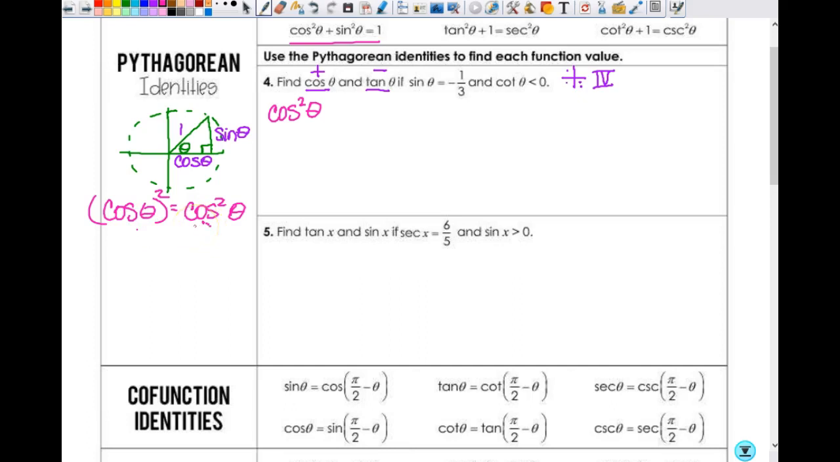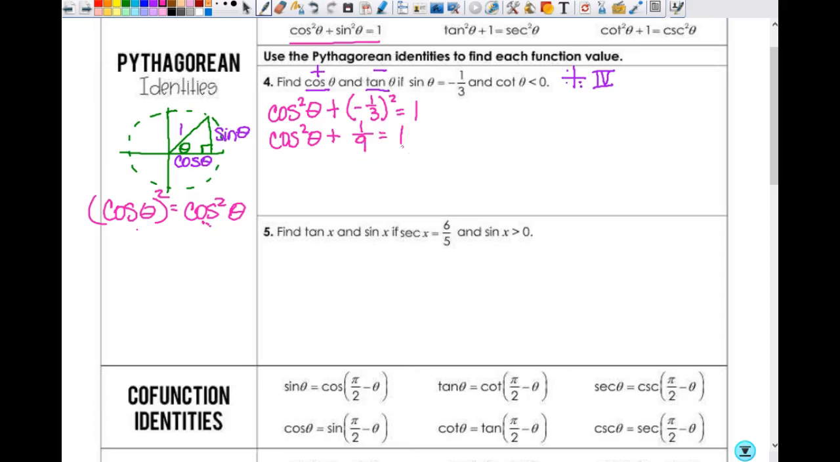Okay? So cosine squared theta plus sine, that's negative 1/3 squared, equals 1. I just substituted it into the Pythagorean identity. We good so far? It's just 1. All right, so I do cosine squared theta plus, what's negative 1/3 squared? Well, negative 1/3 squared is going to be positive, but what's 1/3 squared? Squaring is easy. 1/9. You square the numerator, you square the denominator. It's 1/9. That's equal to 1.